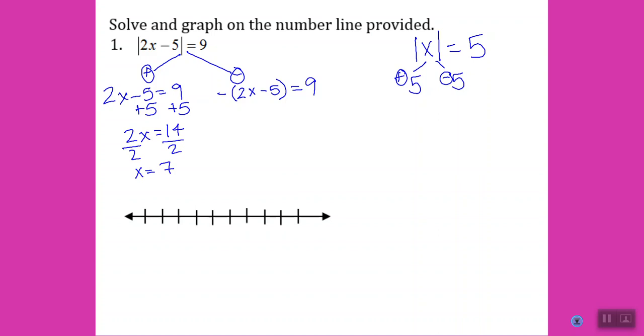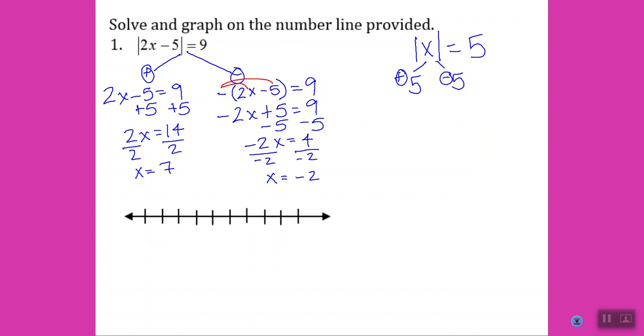On our negative equation, I'm going to distribute the negative first. So negative 2x plus 5 equals 9. Then to solve, I'm going to subtract 5 on both sides and divide by negative 2. And I get that x equals negative 2.